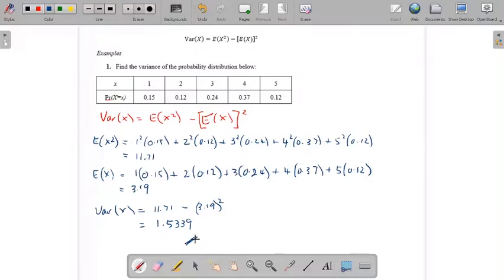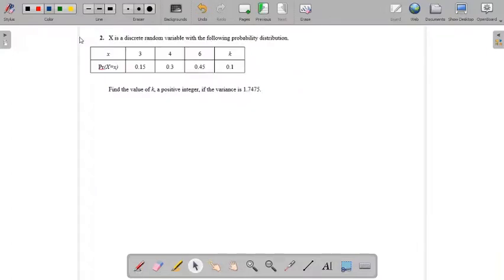When we get to looking at standard deviation, we'll see that standard deviation is a little bit more of a useful value. Okay, slightly different type of question. We've got a discrete probability distribution here. We're told the variance is 1.7475, and we need to determine what is the value of k.